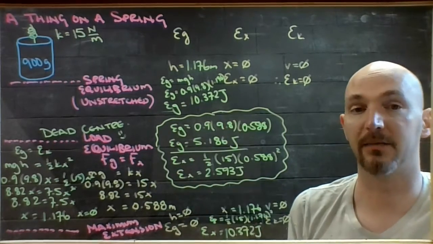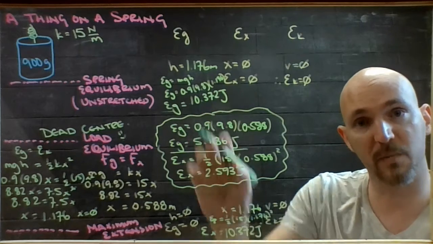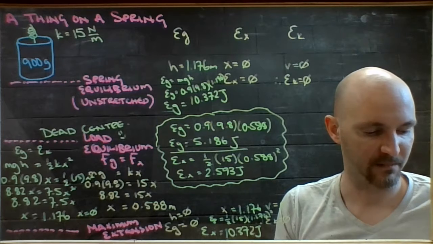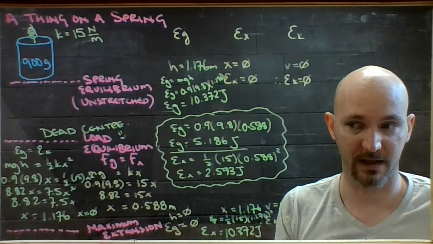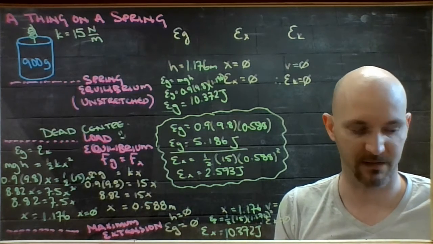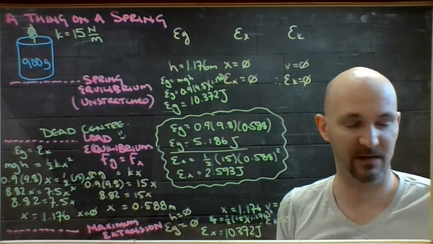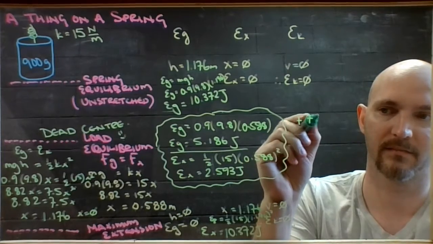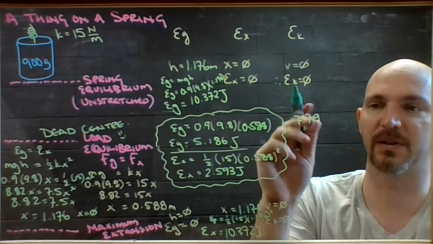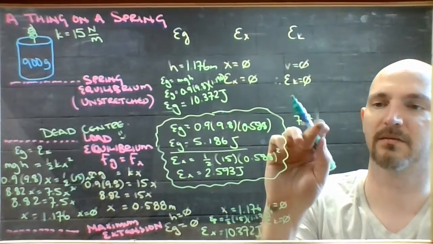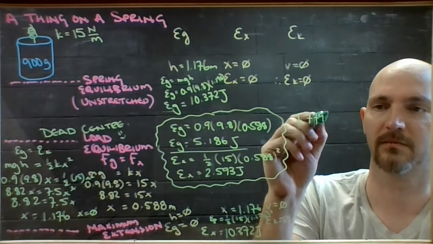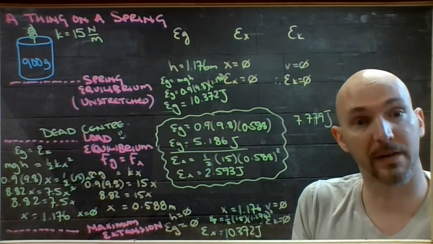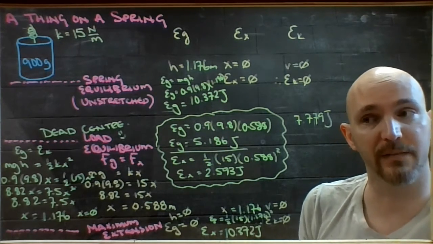All right, now if I add those two things together, I'm hoping it's 10.372. 2.593 plus 5.186 gives me 7.779. All right, now that's not 10. So where did it go? Energy can't be unaccounted for.